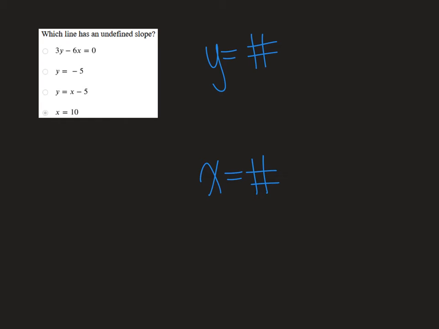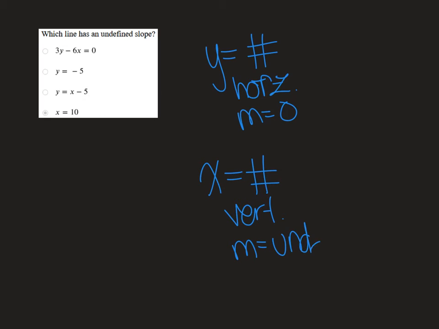Remember, horizontal lines are going to be y equals a number, and vertical lines are going to be x equals a number. The slope for horizontal lines is always 0. The slope for vertical lines is always undefined. So which one of these cases is true here? It has to be this x equals 10.